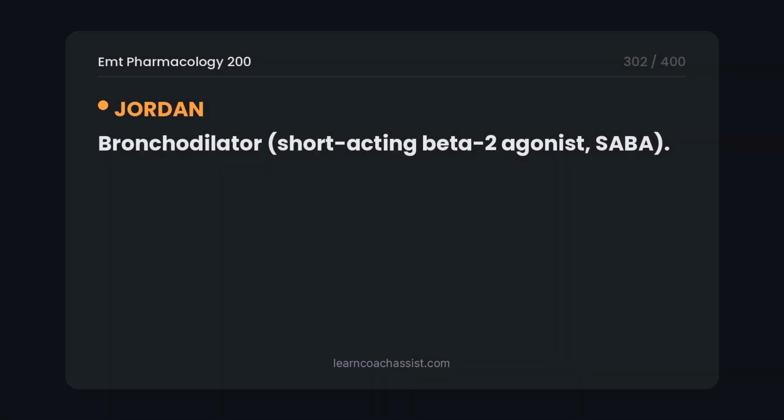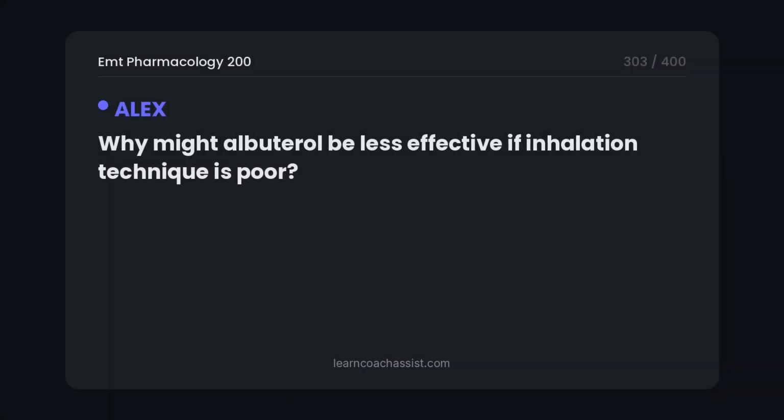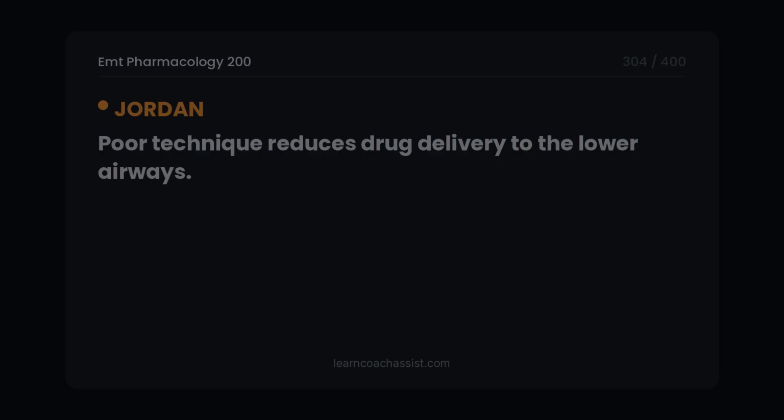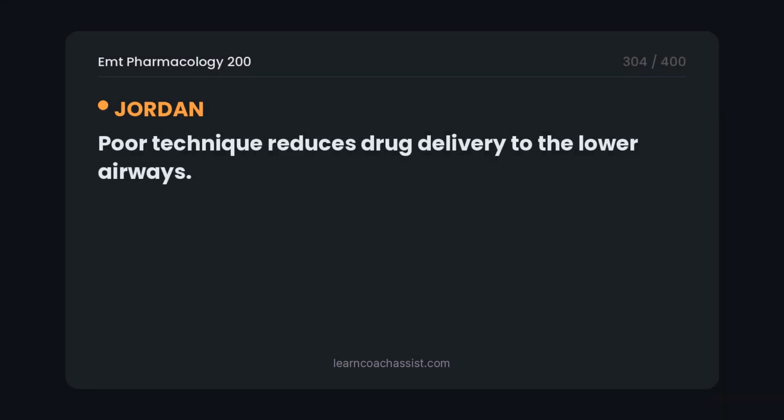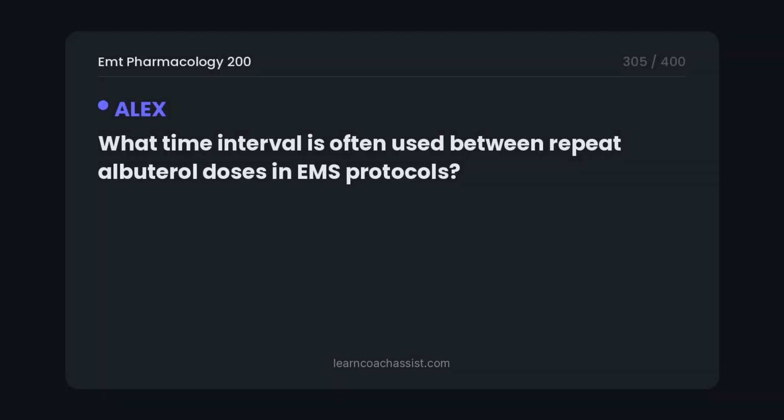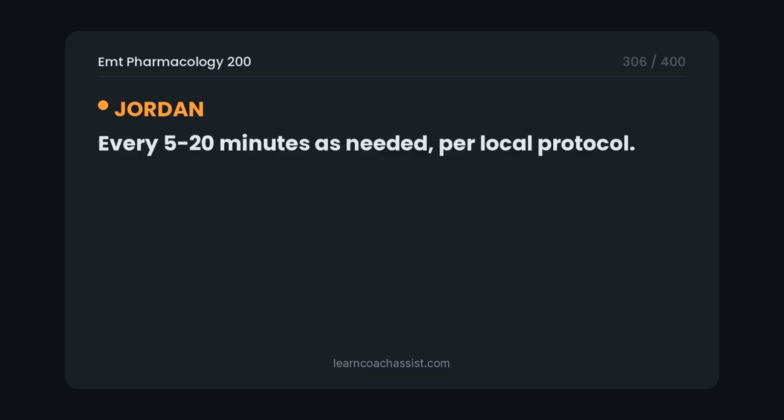Bronchodilator, short-acting beta-2 agonist, SABA. Why might albuterol be less effective if inhalation technique is poor? Poor technique reduces drug delivery to the lower airways. What time interval is often used between repeat albuterol doses in EMS protocols? Every 5 to 20 minutes as needed, per local protocol.